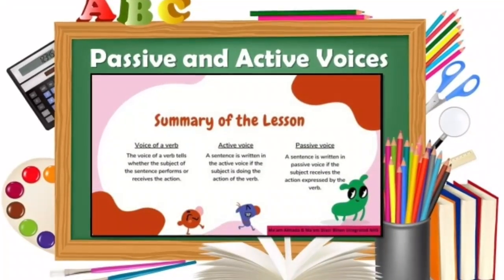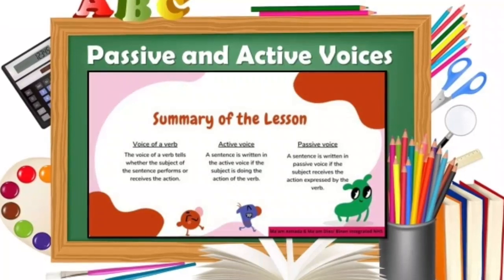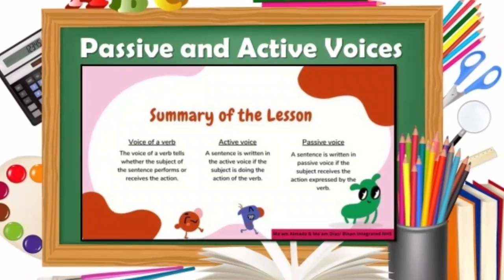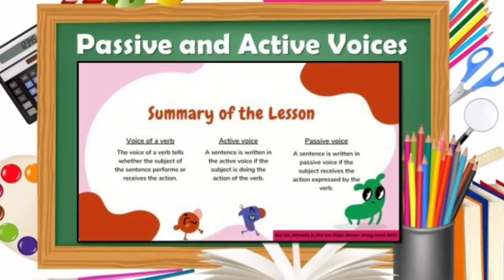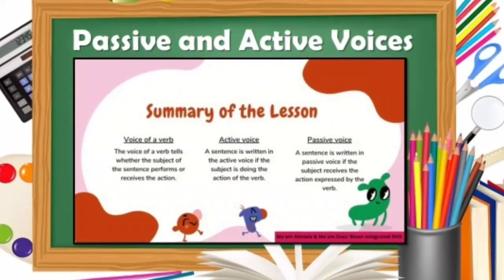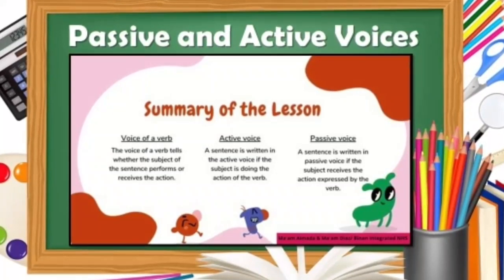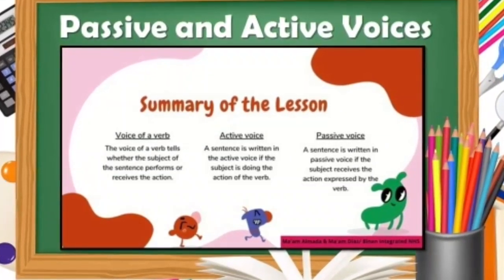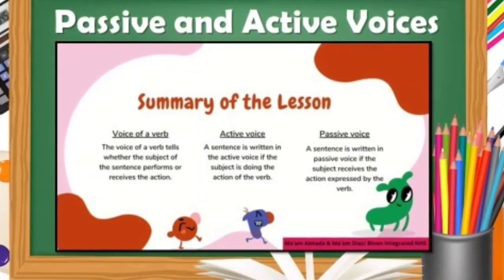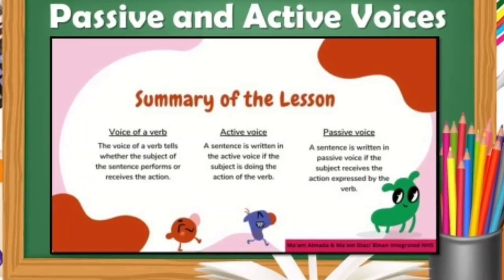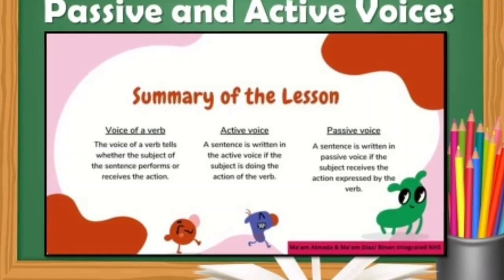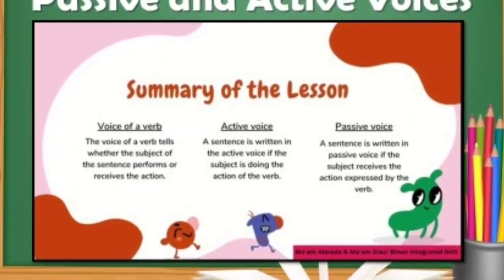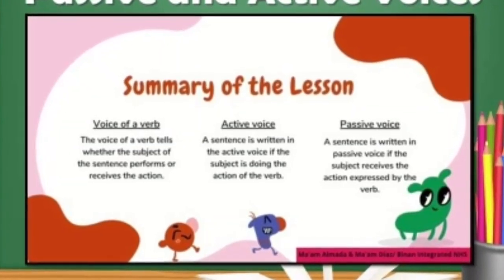Now, let us have the summary of the lesson. Voice of a verb. The voice of a verb tells whether the subject of the sentence performs or receives the action. Active voice. A sentence is written in the active voice if the subject is doing the action of the verb. And passive voice, a sentence is written in passive voice if the subject receives the action expressed by the verb.